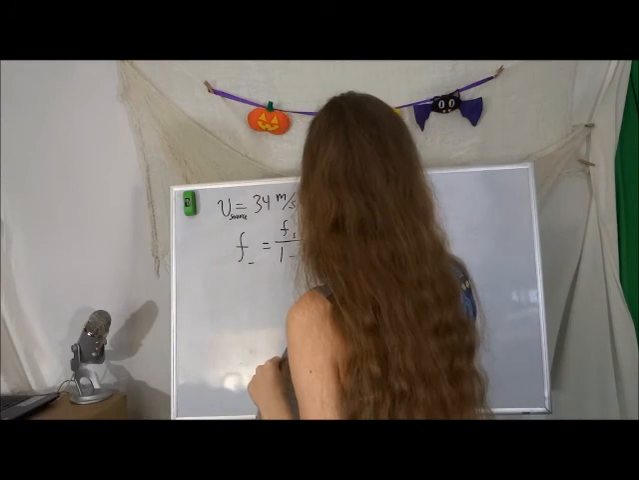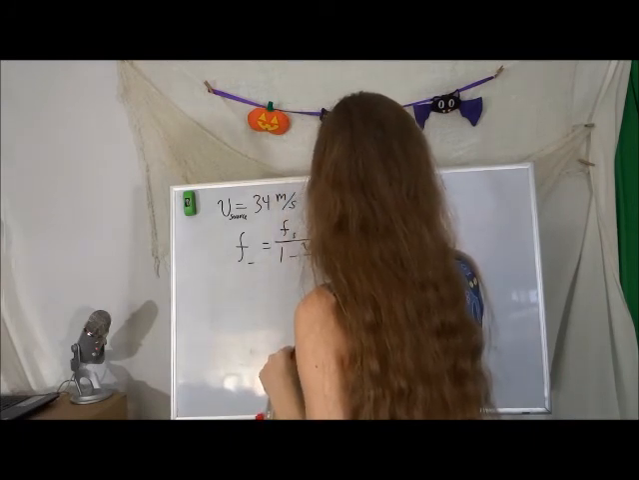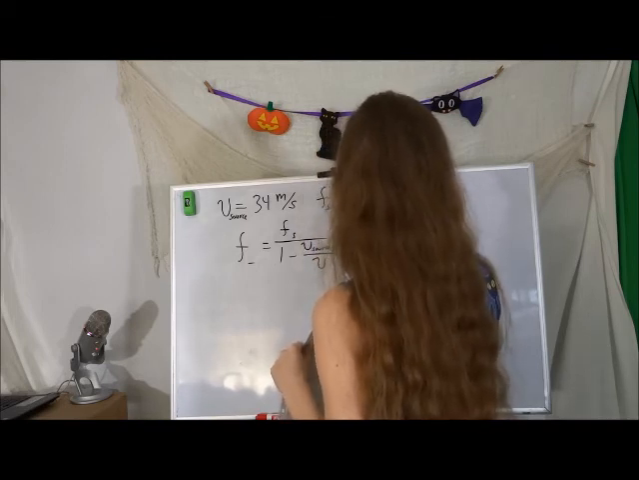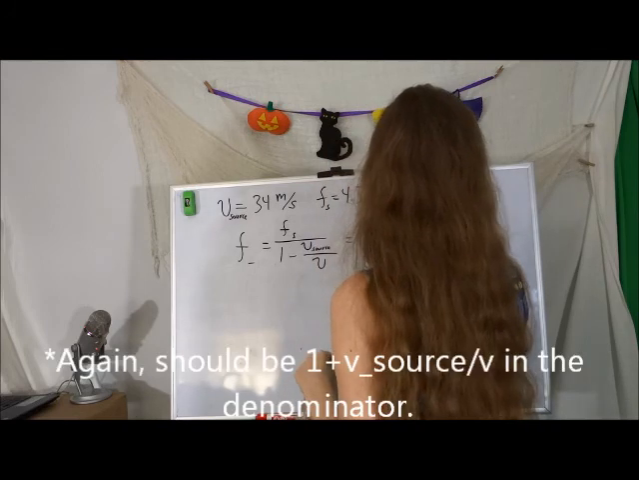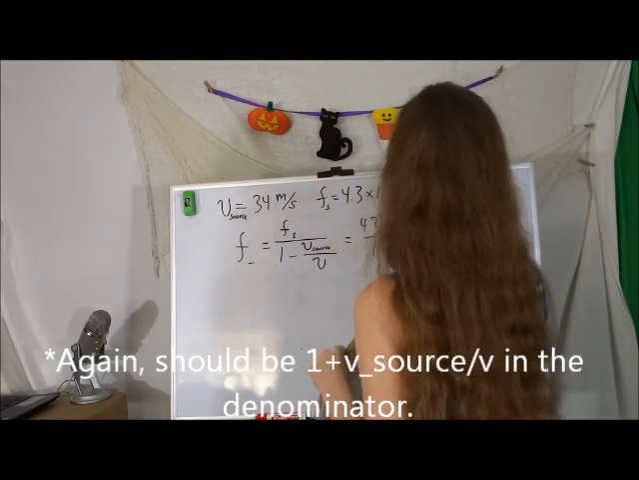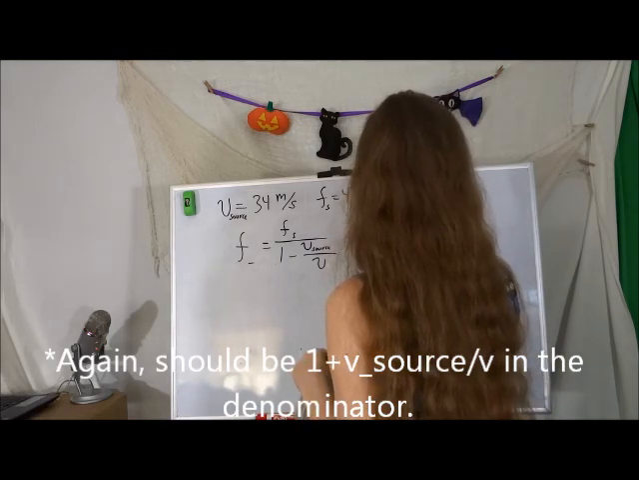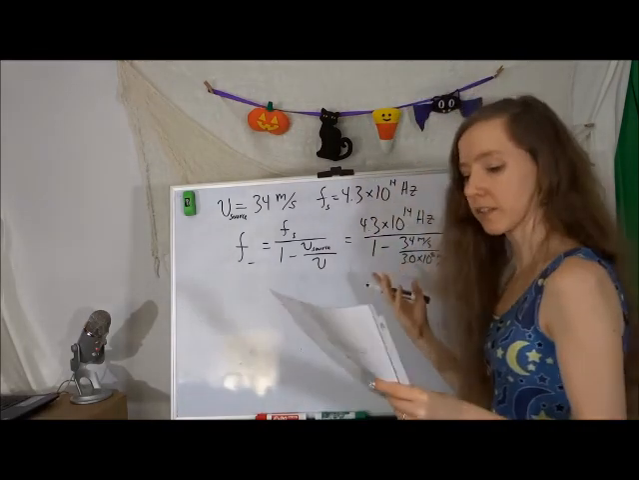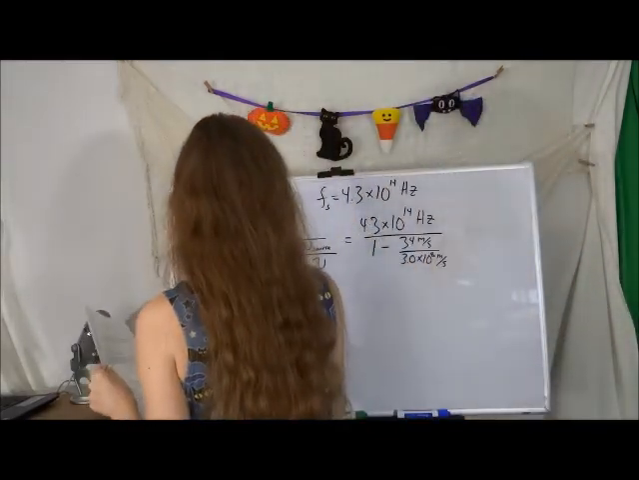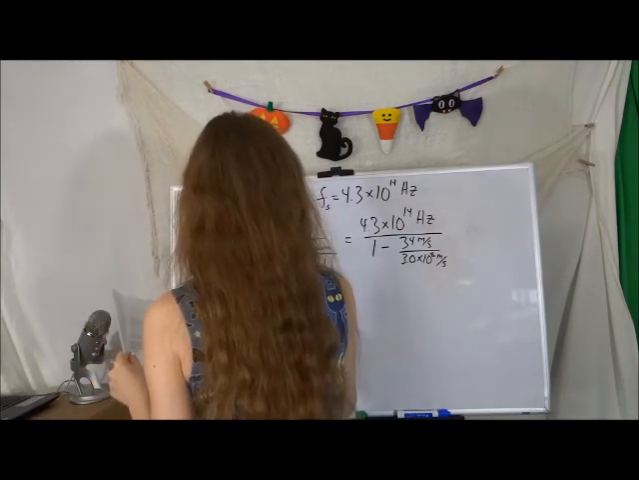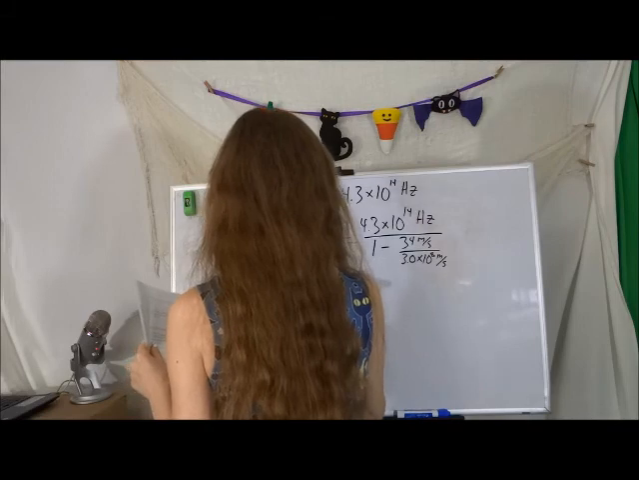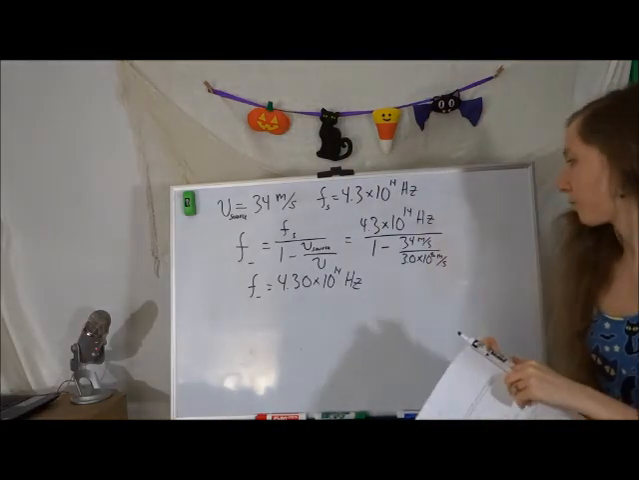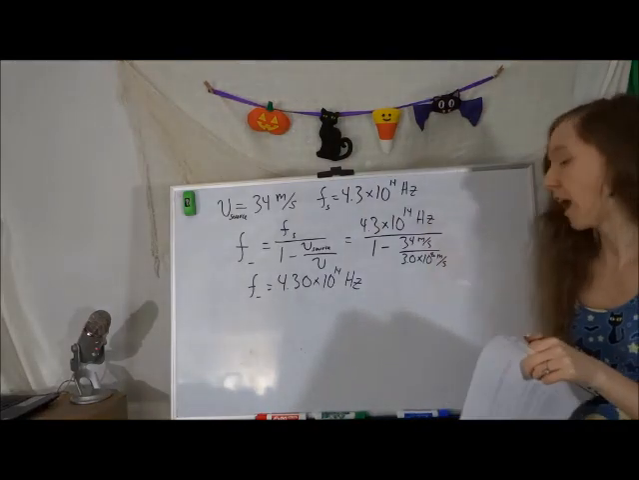So we're going to go ahead and plug our values in. We'll have 4.3 times 10 to the 14 hertz divided by 1 minus 34 meters per second over 3 times 10 to the 8th meters per second. And we plug this into our calculator, we're going to get that our frequency is equal to 4.3 times 10 to the 14 hertz, which is the exact same number we had before to any important number of sig figs. So what happened?